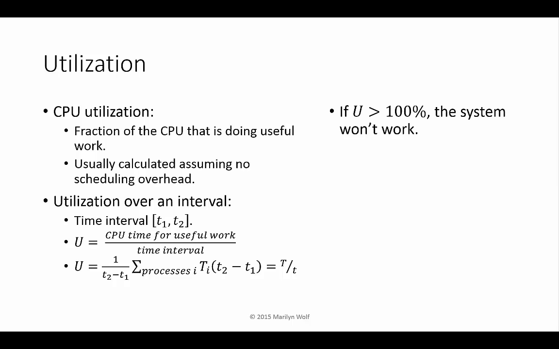So if the utilization is over 100%, the system clearly won't work. We're trying to use more CPU than is available. If the CPU utilization is 100% or less, the system might work, but it's not guaranteed to work. We can come up with examples in which the utilization is less than 100%, and yet we can't find a schedule that meets all the deadlines. So utilization is a good first check, but it's not the only thing we need to do to make sure that the system is schedulable.